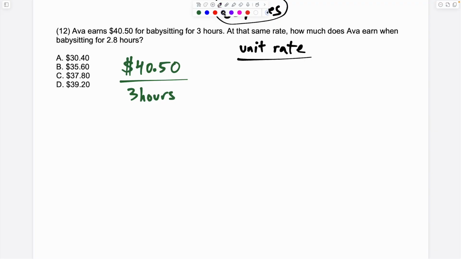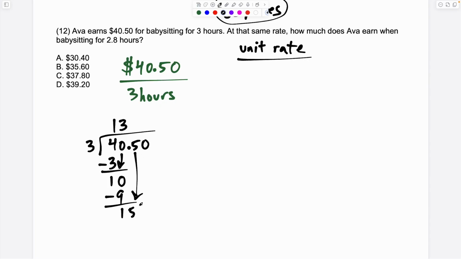For this, on the side we're going to divide 40.50 by 3. Since we have a whole number as our divisor, we can just start this process. So 4 divided by 3 is 1. And then 1 times 3 is 3. We subtract, and we get a remainder of 1. Now I bring down the 0. 10 divided by 3 is 3. And then 3 times 3 is 9. We subtract, remainder 1, and we bring down the 5. And now 15 divided by 3 is 5.